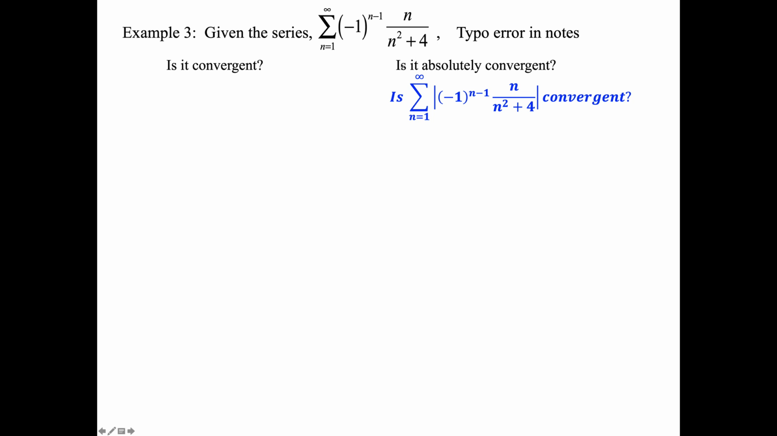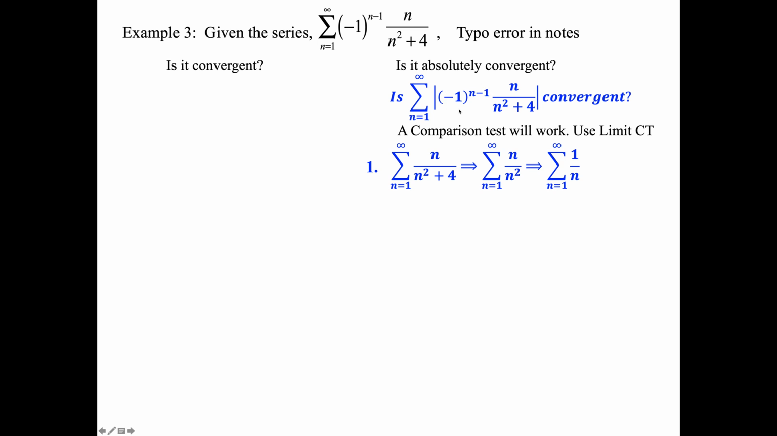All right, so by our flow chart, we're going to test to see if this is absolutely convergent. So absolute value bars around the whole thing. We're going to have to do a comparison test. We have n over n squared plus 4, which we can compare to n over n squared, which is 1 over n, our harmonic series that diverges.